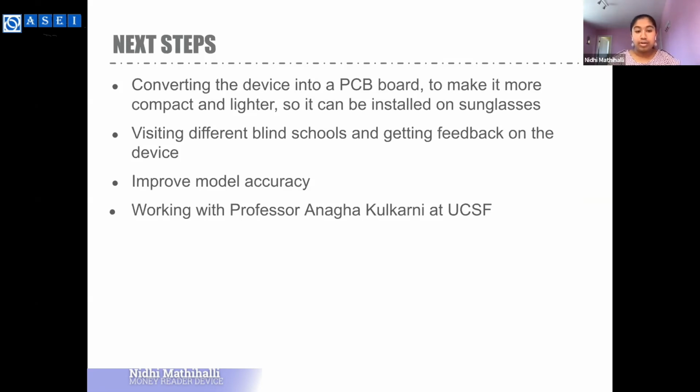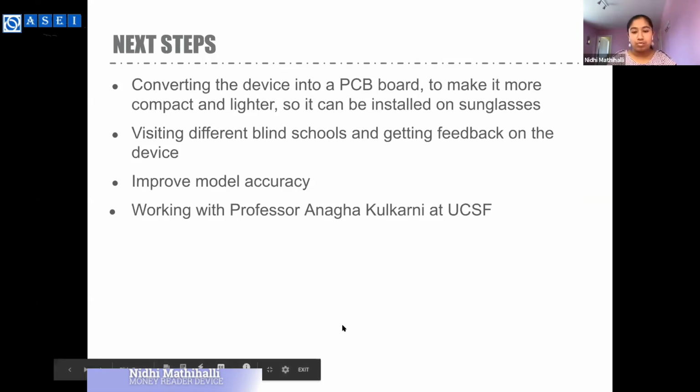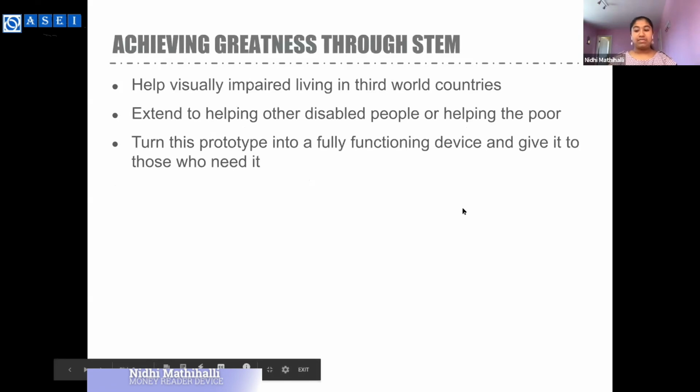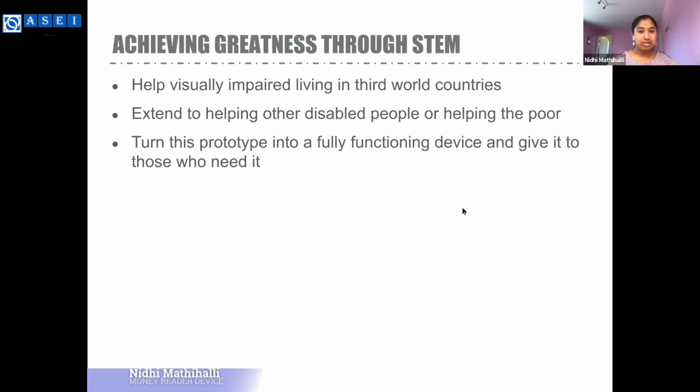I also plan on improving the model accuracy, which I'm currently working on by using support vector machines, and I'm also experimenting with the KNN algorithms to see if key points and descriptors work better. And I'm also continuing to work with Professor Anaga Kulkarni at UCSF, who is mentoring me on my research and helping me improve my model. And finally, my vision for Tij.